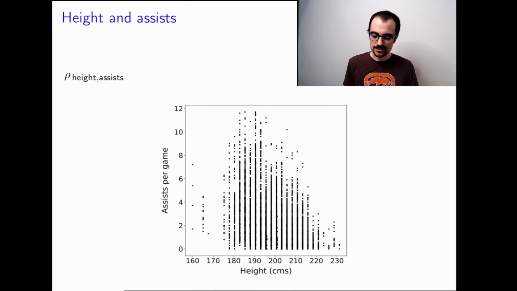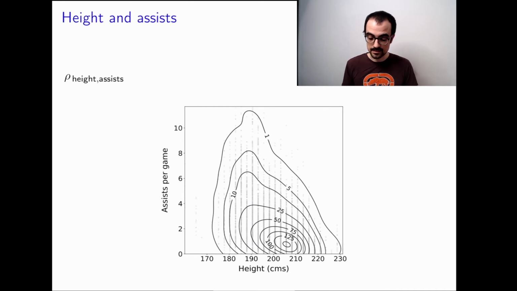This is the scatter plot, and it seems from the scatter plot that shorter players get more assists. Let's take a look again at the density estimate, because again, there's a higher density of players down here in the scatter plot, and that's not immediately obvious if you just look at the points. And it does seem again that the shorter players get more assists.